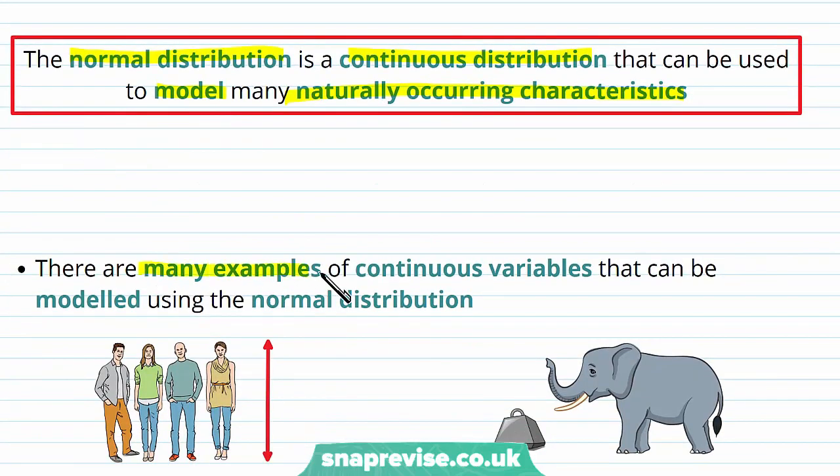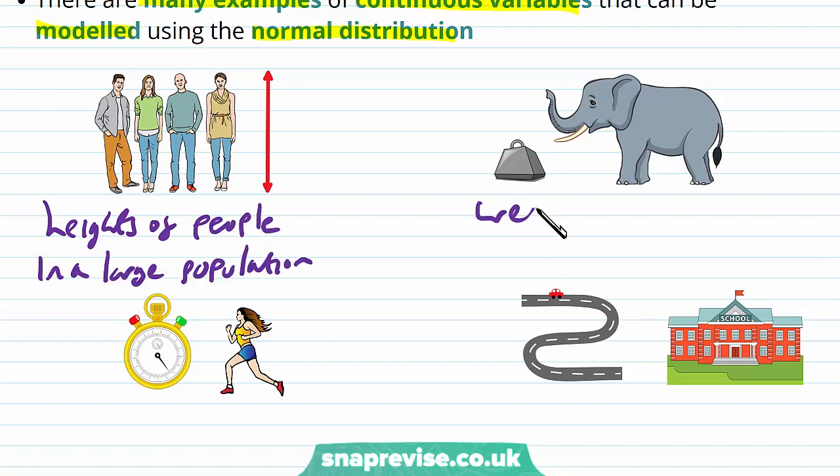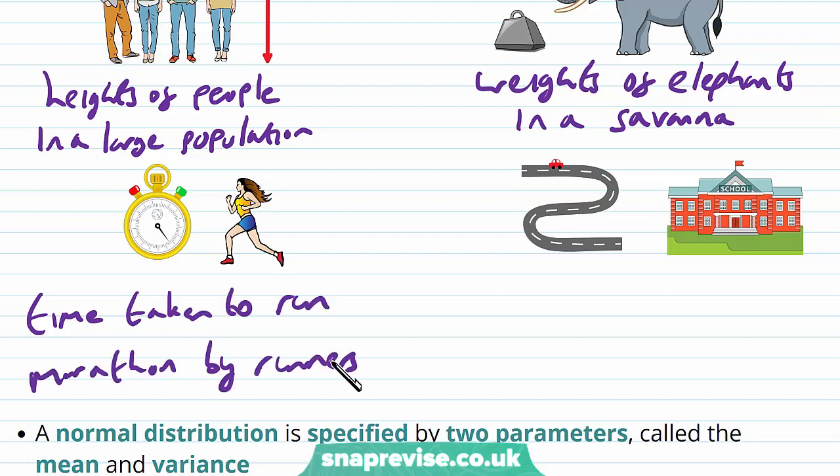There are many examples of continuous variables that can be modelled using the normal distribution. Again, the heights of people in a large population, or the weights of elephants in a savanna, or the time taken to run a marathon by runners, and finally the journey time to school by car.